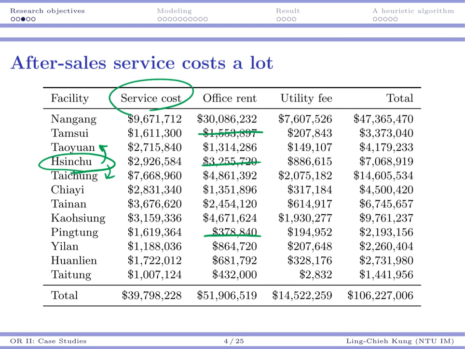If you cut down some facilities, then you save office rent, but then you need to pay more service cost or traveling cost. Or if you build a lot of facilities, then service cost is low, but then you need to pay a lot of office rents. So here comes an optimization problem. Specifically, among all these 12 facilities, should we keep all of them, or should we cut down some of them? So that's the issue.